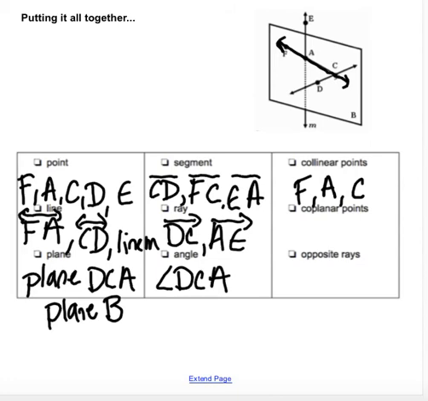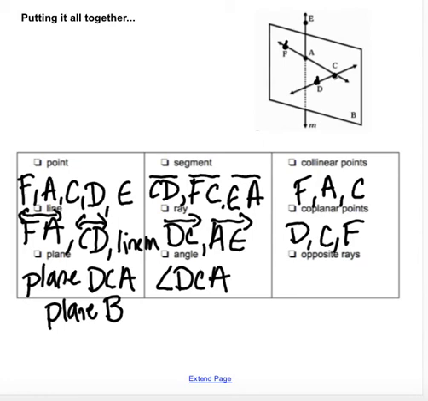Coplanar, kind of the same idea. Co meaning same, plane meaning plane. So points that are on the same plane. When we do that, we try to not make them all on the same line. So I wouldn't necessarily write FAC because I don't know if we're talking about collinear or coplanar. So we'll throw in D, because I know D's on that plane too. So D, and then C, F. Those are all on that plane B.